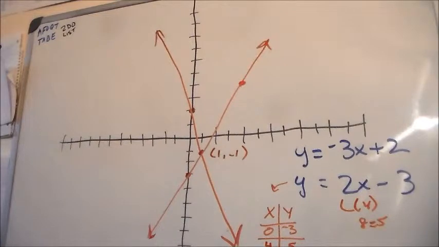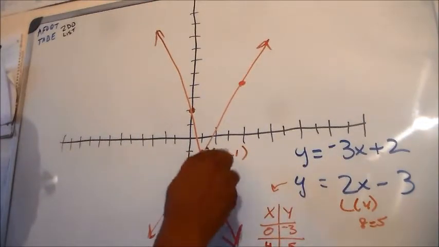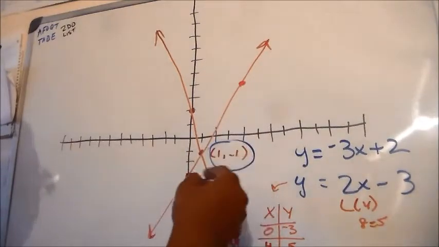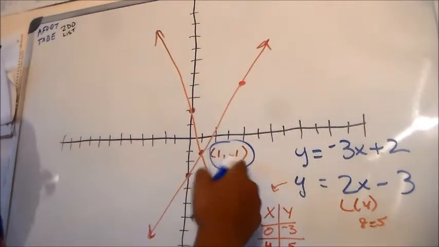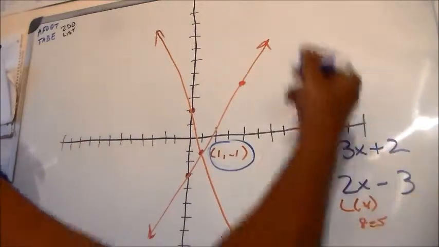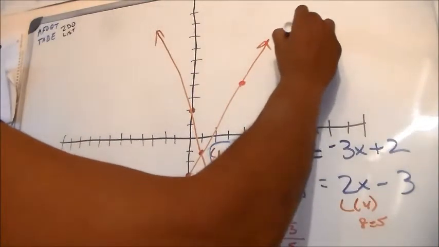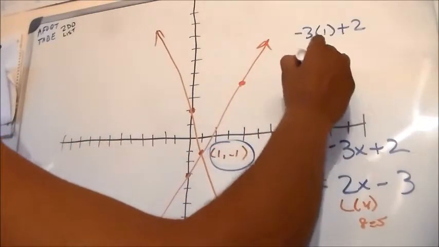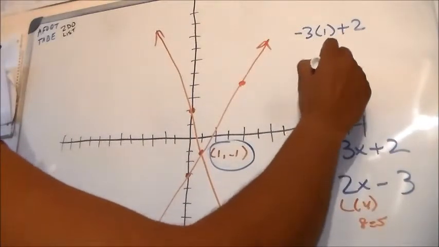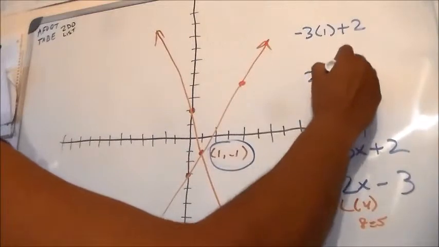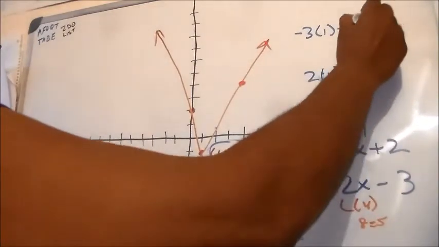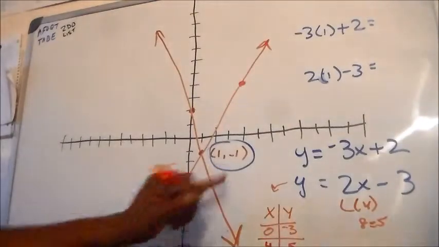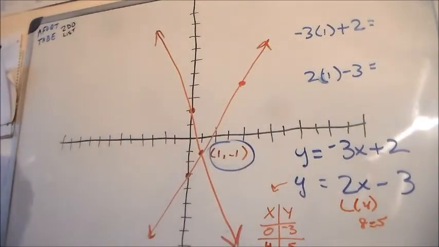Another thing that needs to happen is we need to test our value. All right, so this is our solution: 1, negative 1. When we put 1 in x, we get negative 1 for the y value in both of these equations. So negative 3 times 1, plus 2. In this equation, down here, number 2, 2x, 2 times 1 minus 3. They both need to equal negative 1 in order for this solution to be true.